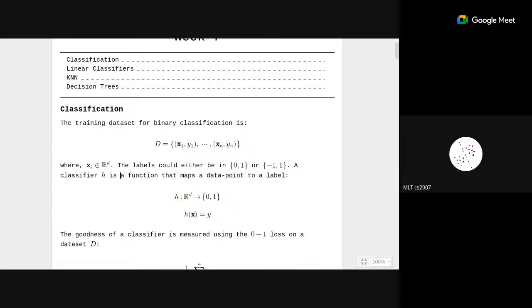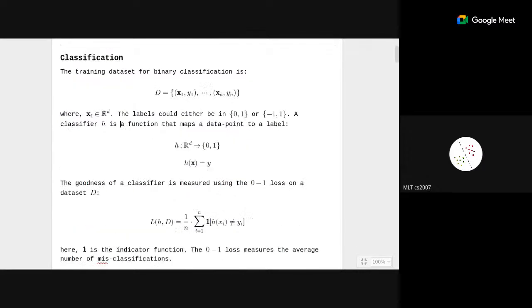Similar to regression, if you want to know how good a particular function is, recall that in regression also you are ultimately learning a function h from feature space to label space. The only change in classification is that the label space is discrete. That's the main difference. The goodness of a classifier is measured using the 0-1 loss. 0-1 loss is nothing but the average number of misclassifications.